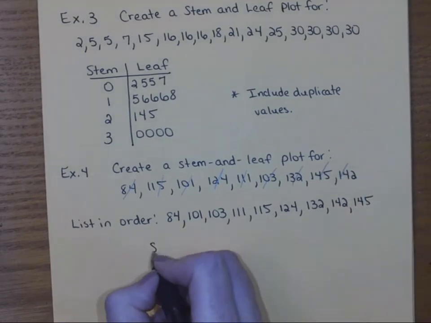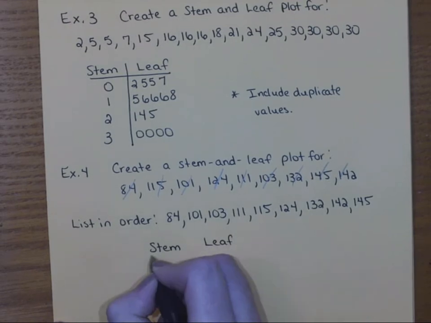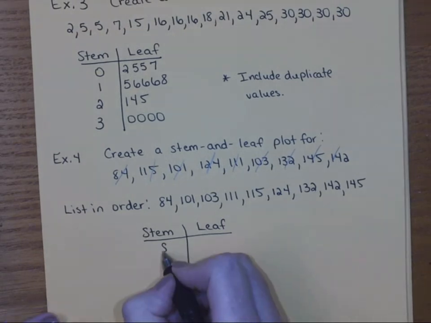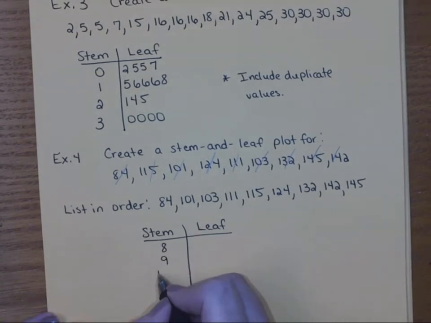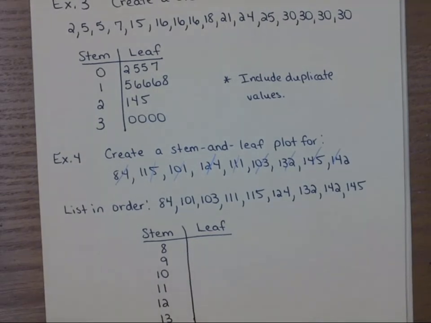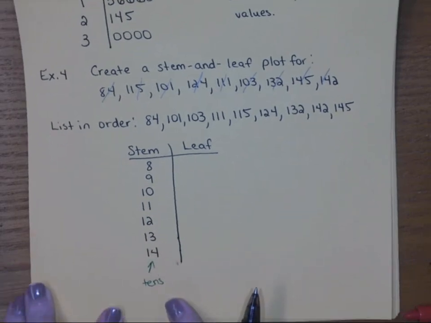Okay, so it's important to note that the leaves should always be single digits. In other words, we're starting with the 80s, and then we're going to go ahead and include the 90s even though we don't have any. And then this would be the 110s, the 120s, the 130s, the 140s. Notice this is still the tens place, sort of, because 14 tens would be 140, right?